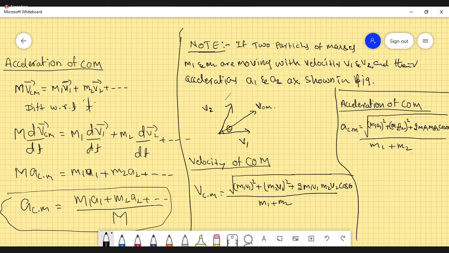Understood? Then from this you can write the special cases. For example, theta equals 0. If theta is 0, what will happen? VCM equals m1 v1 plus m2 v2 by m1 plus m2. Like that, all those special cases you have to write.